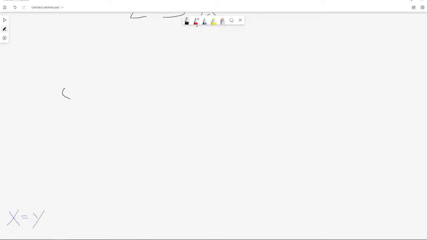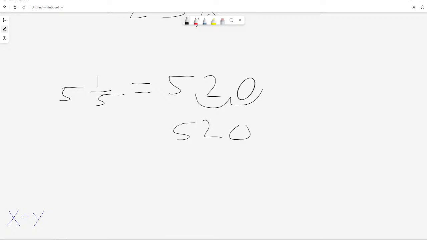Okay, let's take 5 1/5. Remember, do the long division first to convert it to a decimal. So we'll have 5.2. Now we want to make this a percent. So which way do we go? This way. 1, 2. So the answer is 520%.